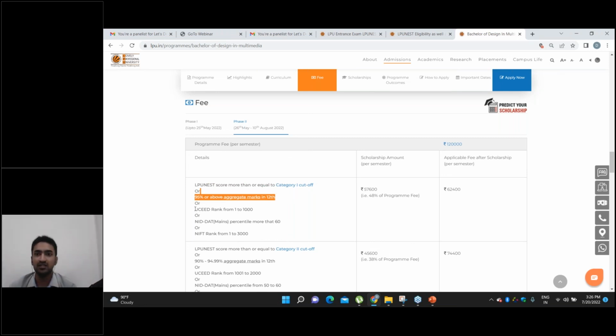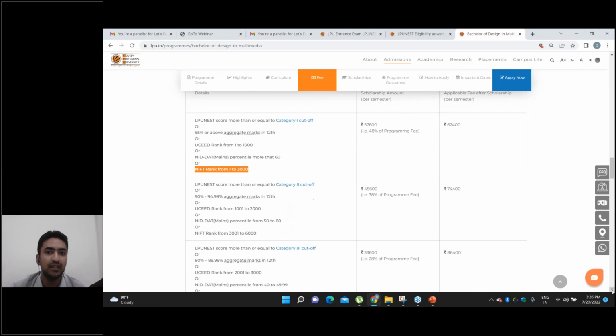Let me tell you, your LPU Nest must be applied. But if you don't want to give that LPU Nest examination, because you have a very good UCEED rank, you can get it exempted in the column that is mentioned over there. So UCEED rank is from 1 to 1,000, or you have NID, that means a percentile more than 60, or NIFT rank from 1 to 3,000. So you get the scholarship of 48%. It's not for all, it's one of these. So if you fall in one of these categories, you will get the scholarship of 57,600 per semester.